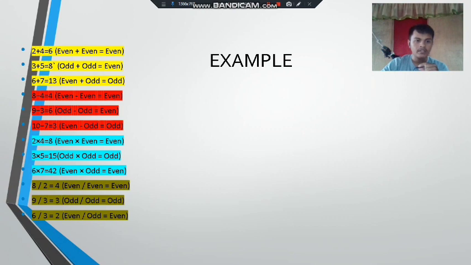Multiplication property: 2 times 4 is equal to 8, even times even equals even. 3 times 5 is equal to 15, odd times odd equals odd. 6 times 7 is equal to 42, even times odd is equal to even. Division property: 8 divided by 2 equals 4, even divided by even equals even. 9 divided by 3 is equal to 3, odd divided by odd is equal to odd. 6 divided by 3 is equal to 2, even divided by odd is equal to even.